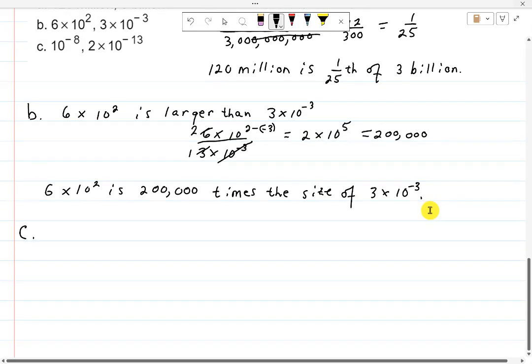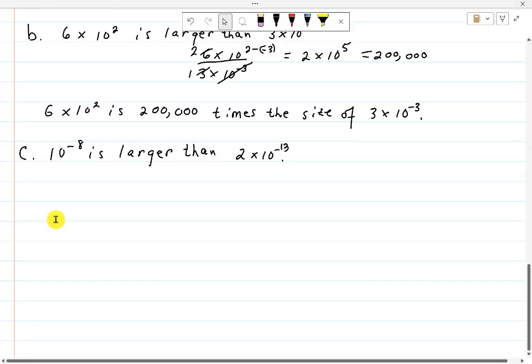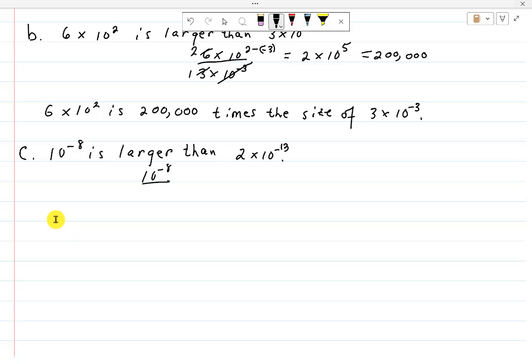For part C, 10 to the negative 8 is larger than 2 times 10 to the negative 13. Now let's compare them with 10 to the negative 8 on the top and 2 times 10 to the negative 13 on the bottom. Just like before, I can cancel the negative exponent in the denominator by adding that number to the numerator. So we're going to get 10 to the 5th divided by 2.